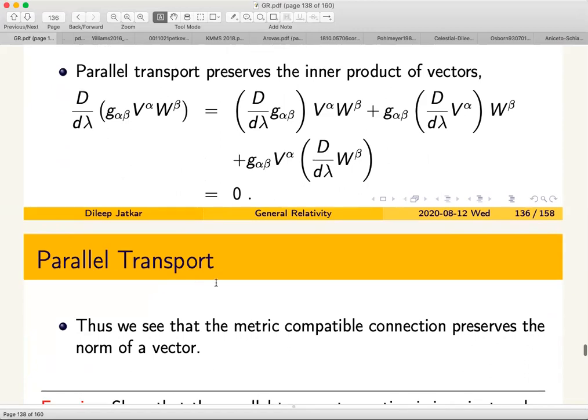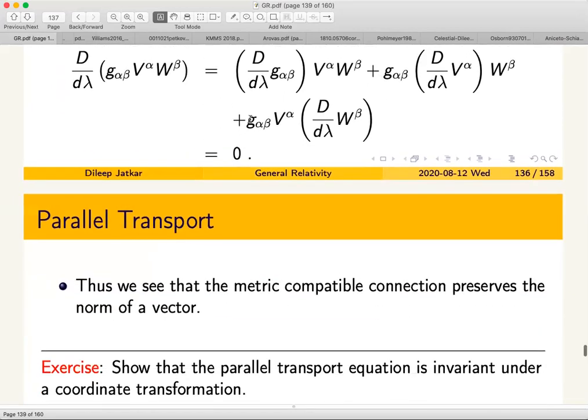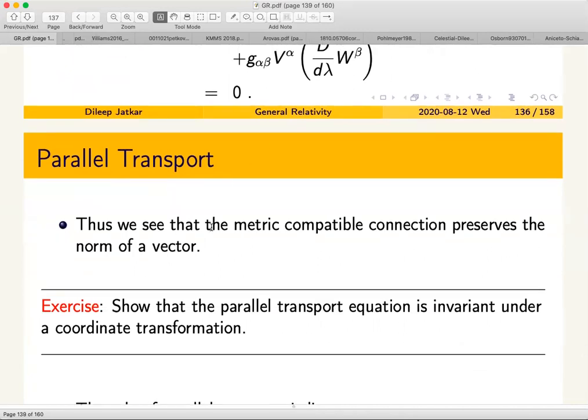Okay, so good. Of course we have used the fact that this path covariant derivative contains the connection which is metric compatible to set this quantity to zero. So therefore we conclude that the metric compatible connection preserves the norm of the vector.